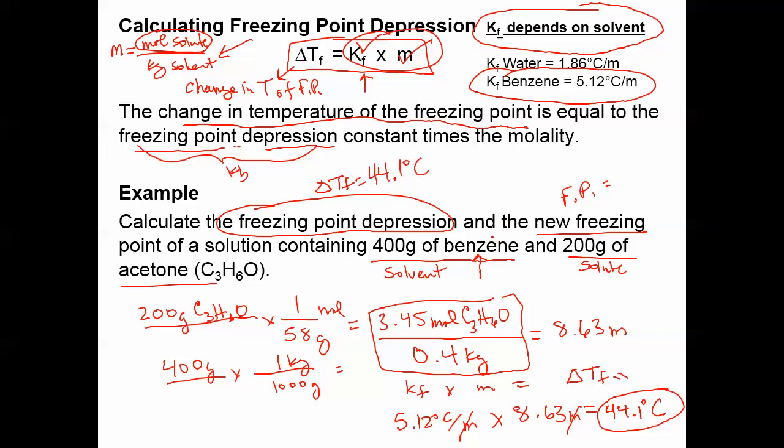The new freezing point would be in relation to what benzene typically freezes at, so it would be plus or minus. Off the top of my head, I do not remember what benzene freezes at, but let's say it were to freeze at 0, like water. In this case, I would write negative 44.1 Celsius. And that's it.